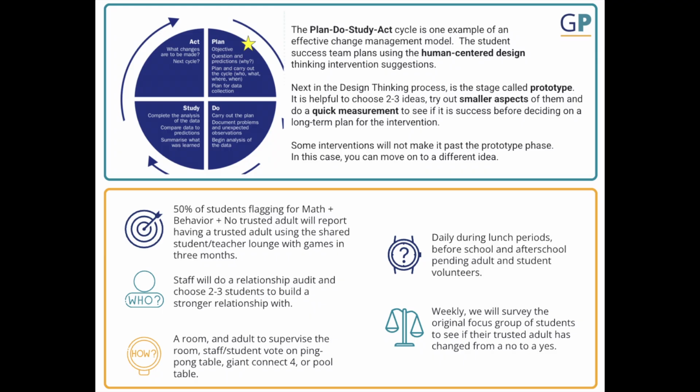In our example, the Student Success Team set a goal of 50% of students flagging for math behavior and no trusted adult will report having a trusted adult using the shared student-teacher lounge with games within 3 months. Their goal would be measured and monitored by a weekly survey given to the original focus group of students to see if their answer had changed about having a trusted adult in the building.